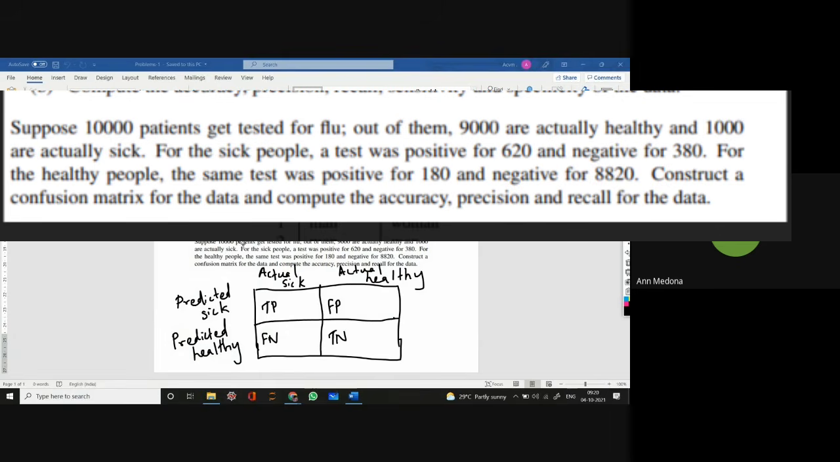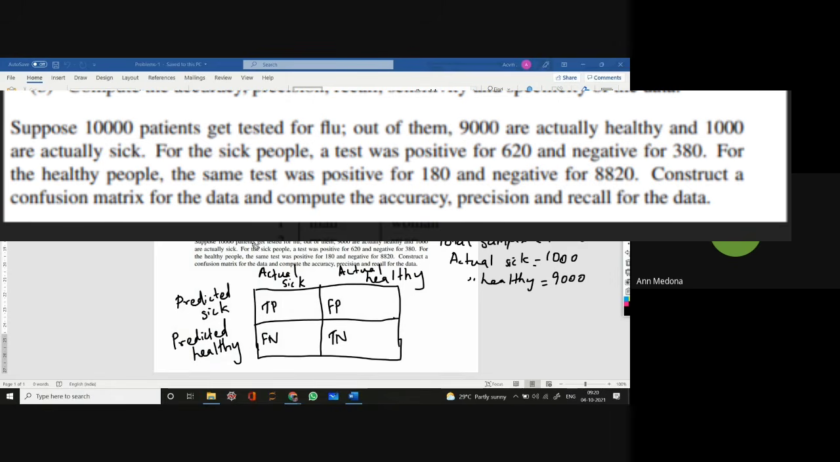The total sample is 10,000, as given. Out of them, 9,000 are actually healthy and 1,000 are actually sick. So your total sample is 10,000. Out of this 10,000, actual sick is equal to 1,000. So 1,000 people are actually sick out of this 10,000. Actual healthy is equal to 9,000. So this is the total sample data given.